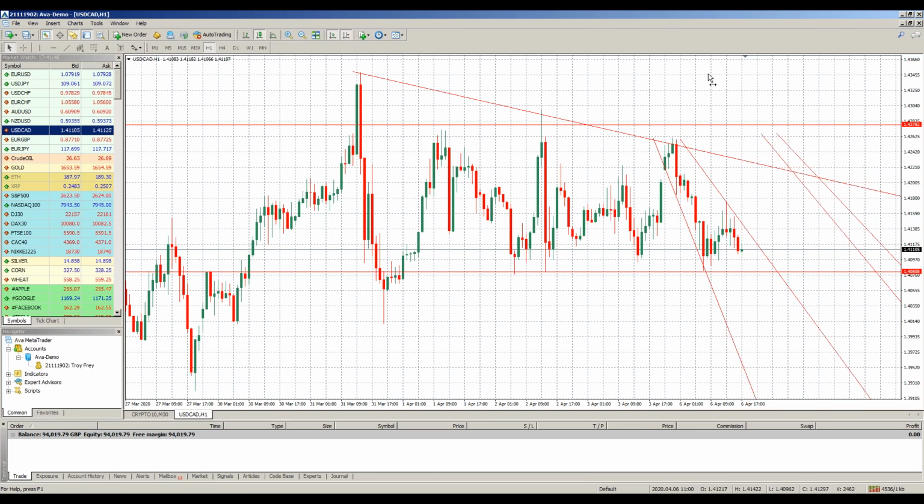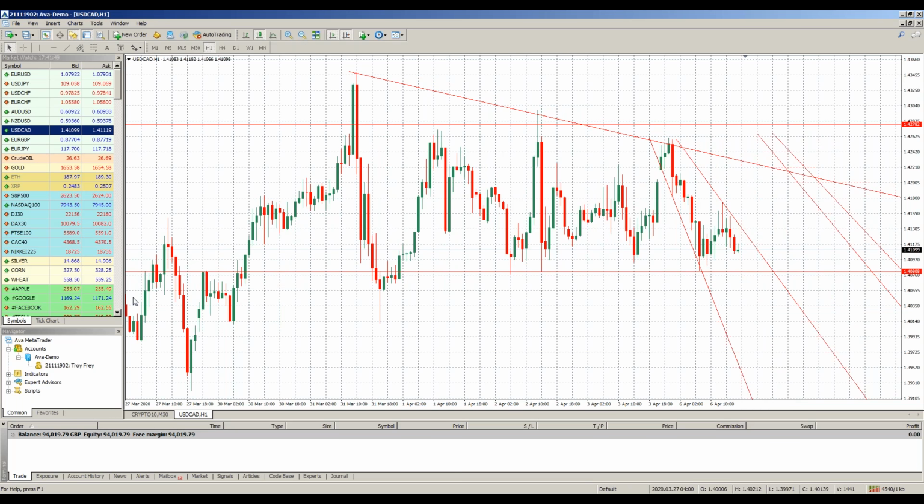So if I believe that fundamental news will continue to strengthen the Canadian, I might set up two different pending orders. A sell limit from up here and a sell stop if this support level breaks. Okay, a sell stop if the support level breaks from down here.